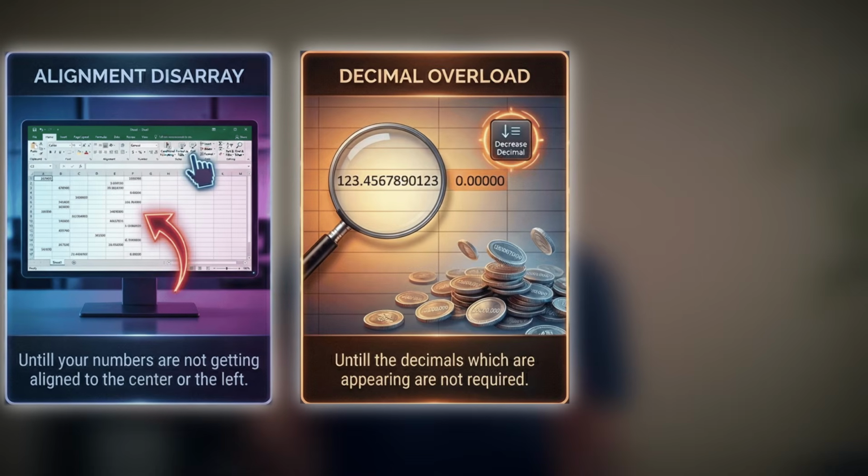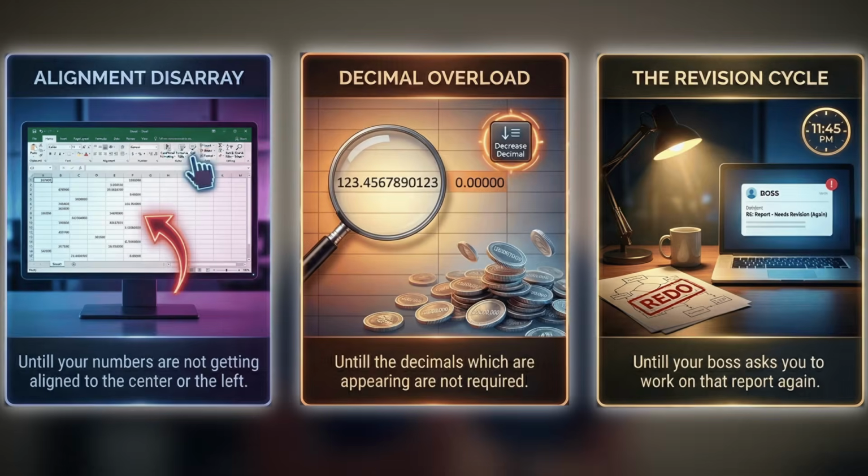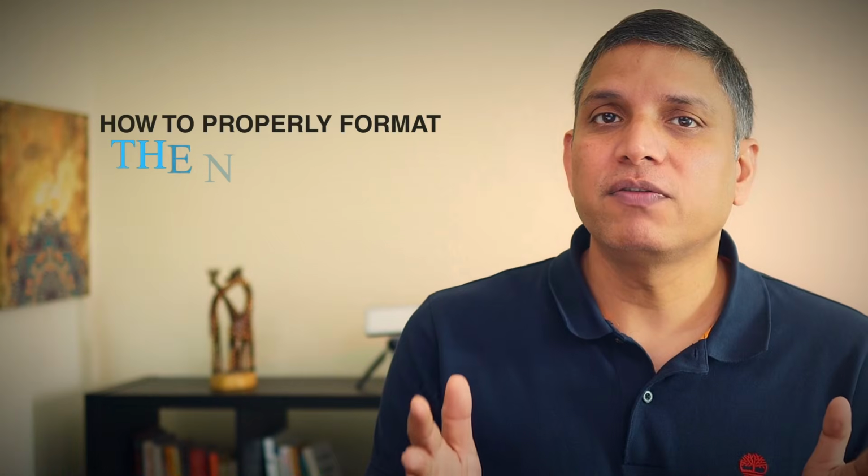Until your numbers are not getting aligned to the center or the left. Until the decimals which are appearing are not required. Until your boss asks you to work on that report again. Big numbers look messy, confusing, and hard to interpret. Most people just click the comma button and think it is fixed. But in this video, I will show you how to properly format the numbers so they actually make sense at the first glance.